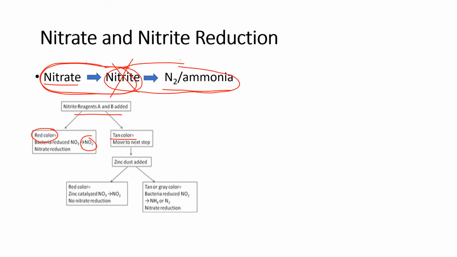So to determine this, you add zinc dust. The zinc dust is going to catalyze the nitrate into nitrite if the nitrate is still present. So if it turns red, that means that is what happened. The zinc catalyzed the reaction from nitrate to nitrite. So that means none of the reactions occurred. If instead, when you add the zinc dust, it remains tan or a gray color, then that means there's no nitrate to be converted into nitrite, which means both of those reactions occurred.